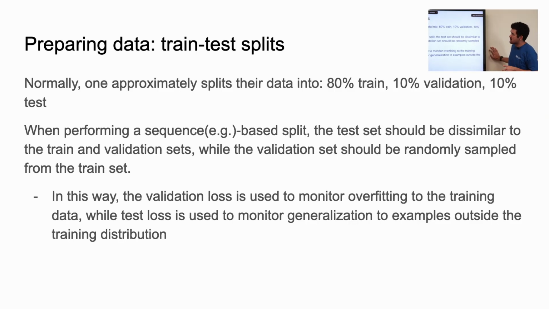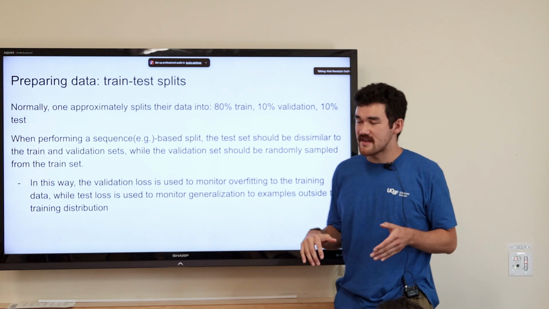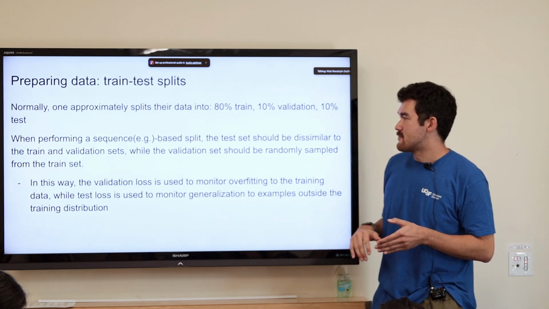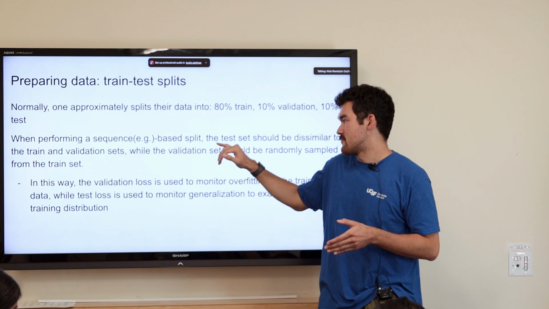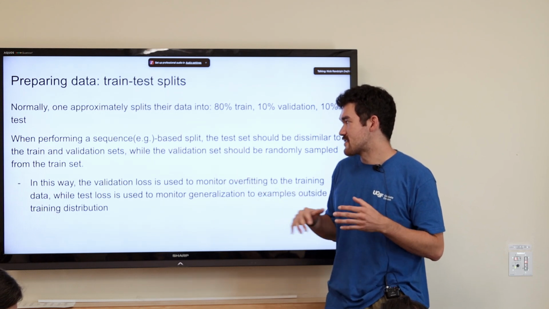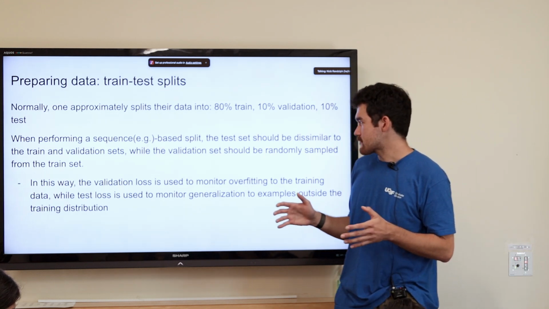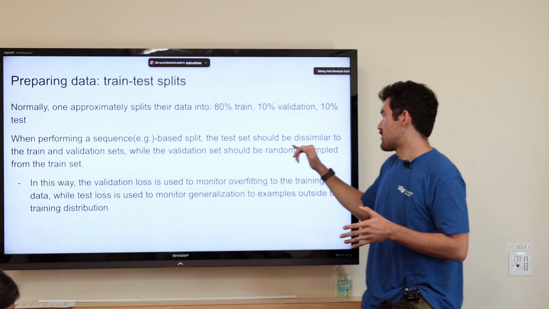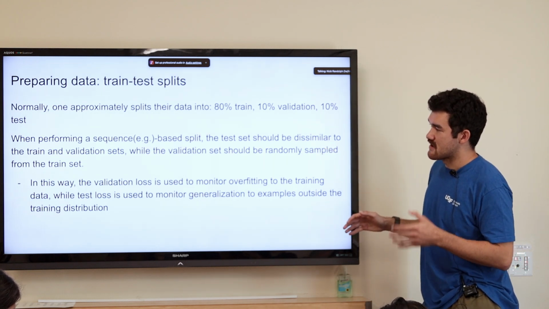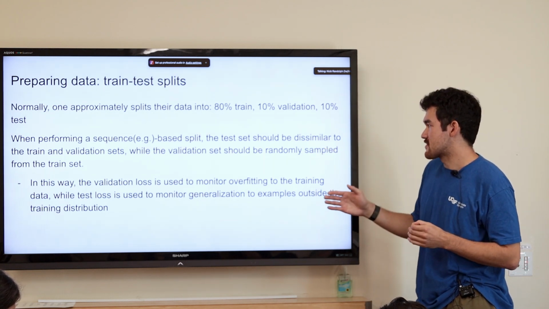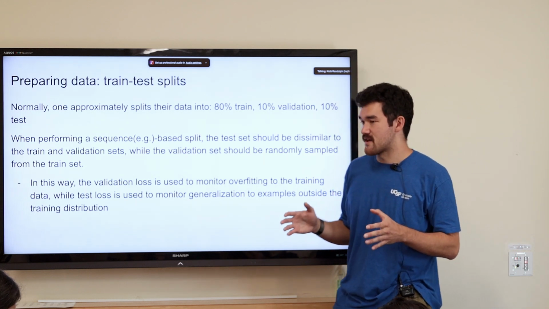Now another important aspect of training machine learning models is determining your train and test split. People normally aim for about 80% of your data in the training set, 10% in the validation set, and 10% in test. But when performing any sort of domain split, whether that's a sequence-based split on sequence homology or identity, or a structure-based split, you want the test set to be structurally dissimilar or have dissimilar sequences to the examples in the training and validation sets.